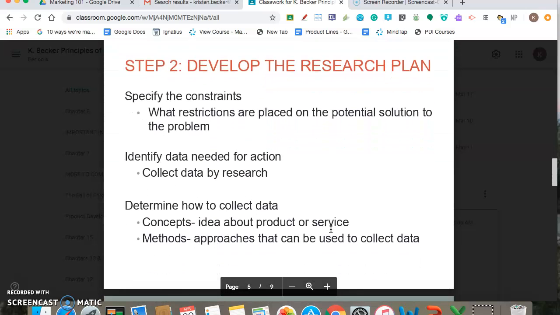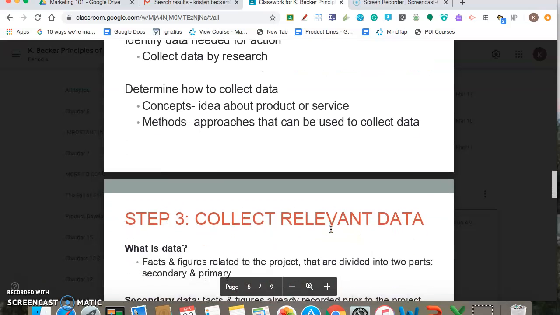Okay, so step 2 is develop the research plan. This is where you come up with the restrictions that are placed on you. In other words, what are the potential solutions to the problem? How are we going to collect our data by doing this research? And then we need to determine how we're going to collect it. Are we going to use concepts and just define things? Are we going to use methods, which are approaches that can be used to collect the data? Most likely you're going to use different methods.